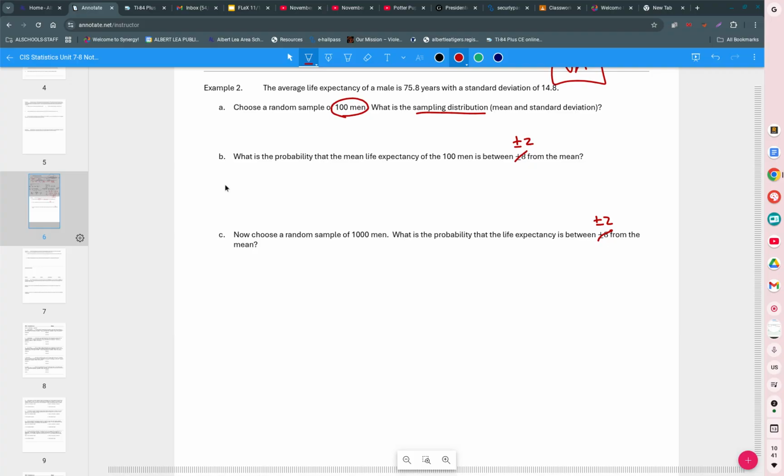When we ask for sampling distribution, that means we are looking for the mean and the standard deviation. We did both of those in the previous problem. See if on your own or with a partner, you can come up with the mean for X bar and the standard deviation for X bar. Go ahead.